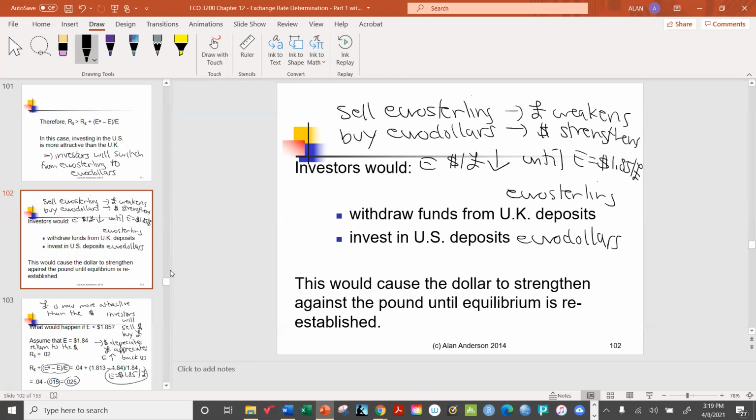All right. Well, you can probably guess what's going to happen if E is too low. In other words, if the dollar is too strong to be in equilibrium, all of this will work backwards. So what if E is instead of too high, it's too low? Well, we just reverse all of these steps.